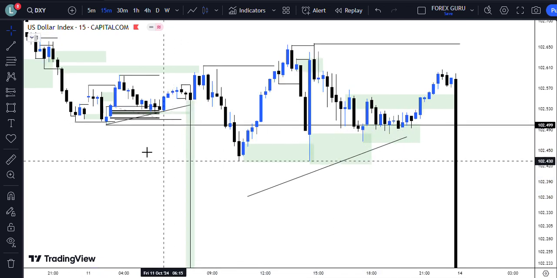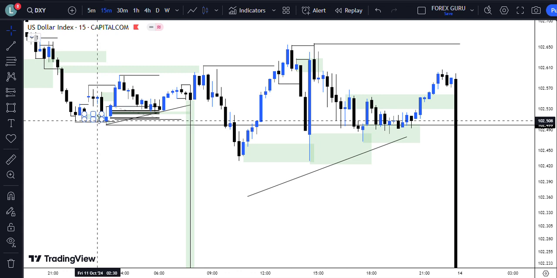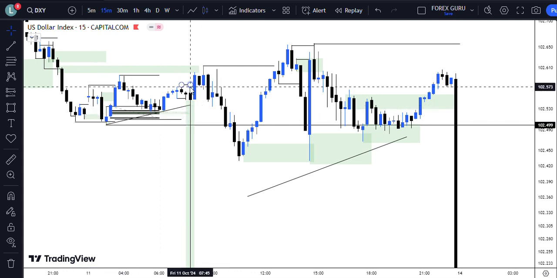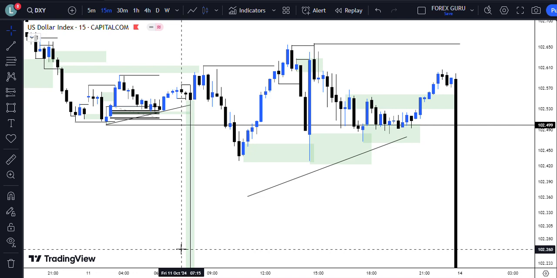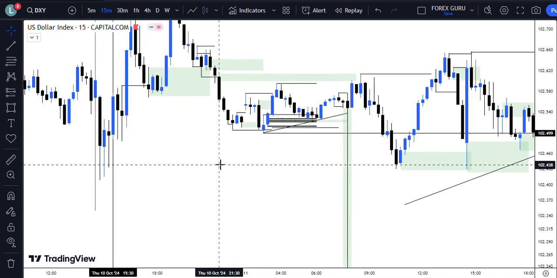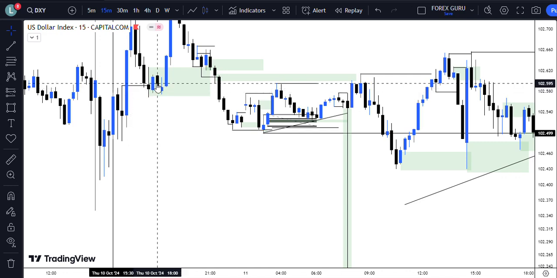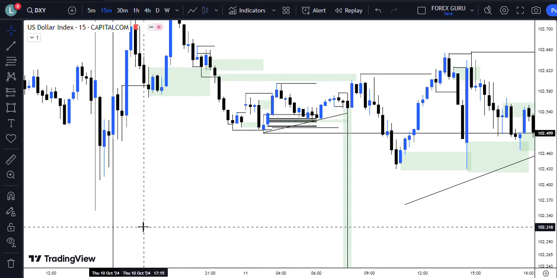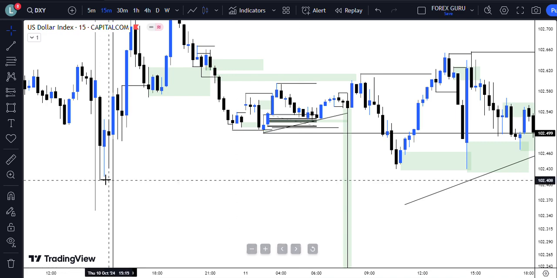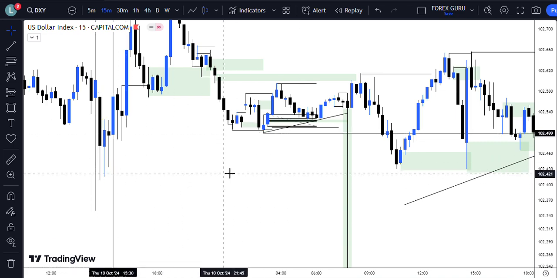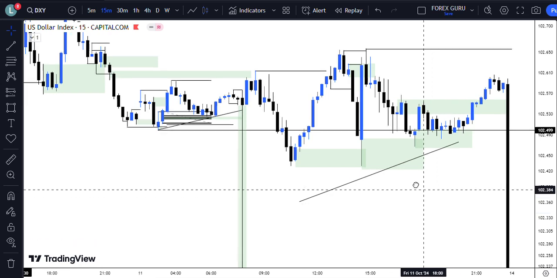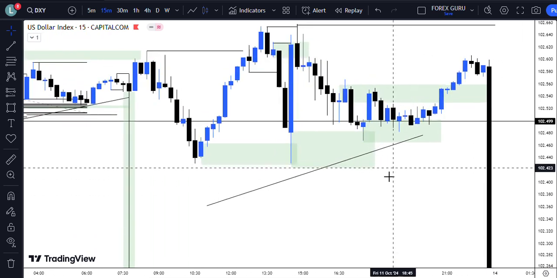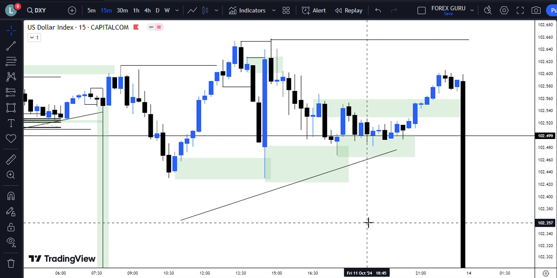Even here you can see that there was a demand zone, another demand zone, but the price did what? The price swept the liquidity. Okay, even here there was a demand zone, a demand zone right over here, but the price made sure that it swept this liquidity that was formed right over here. So mostly you have to look at those things.